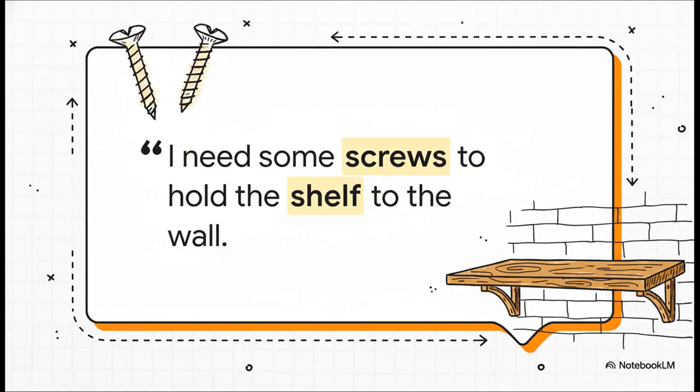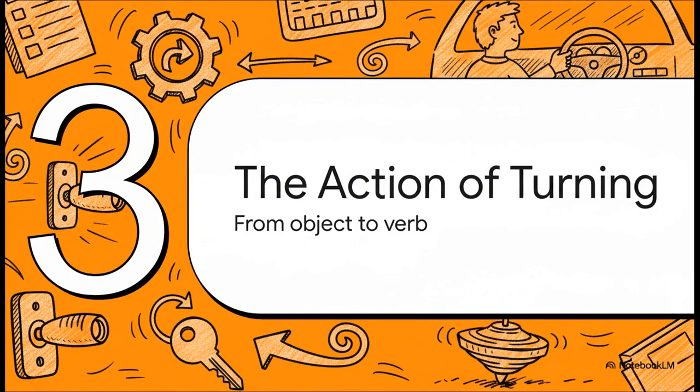And this example sentence just makes it totally real. I need some screws to hold the shelf to the wall. We've all been there, right? A simple object for a simple job. Easy enough. But of course, it's not just a thing, is it? It's also something you do. The object itself kind of gives birth to the action.